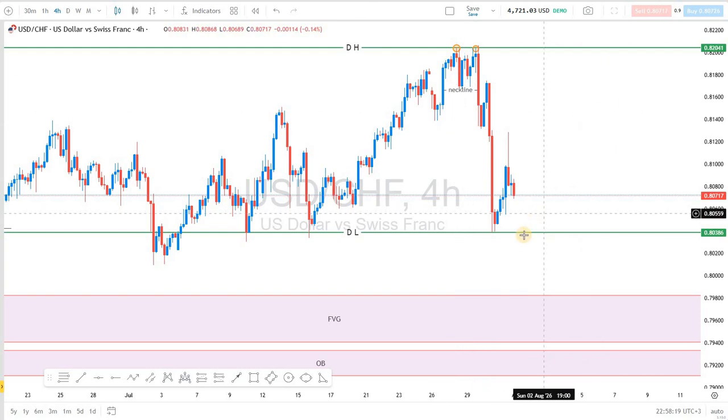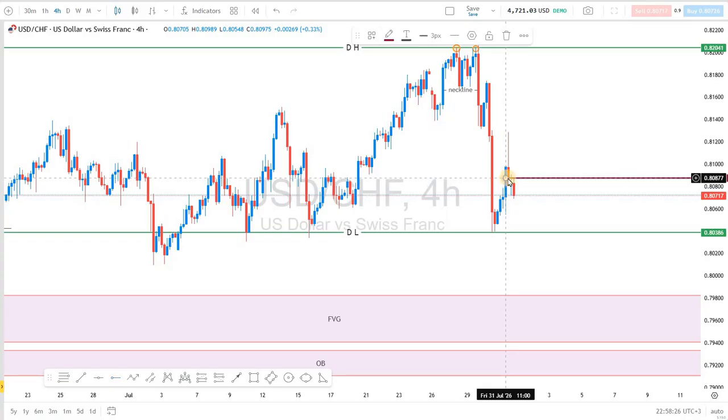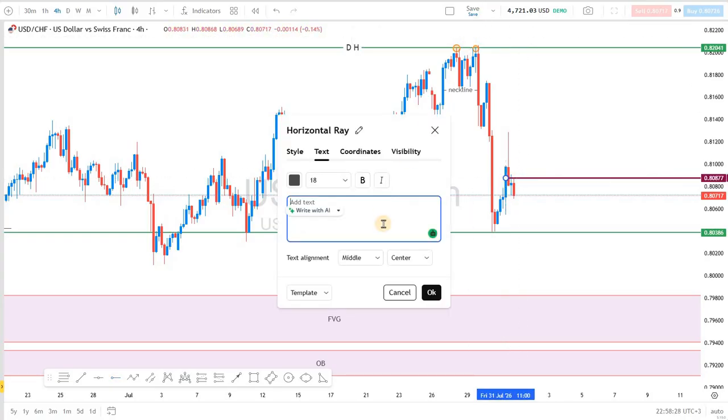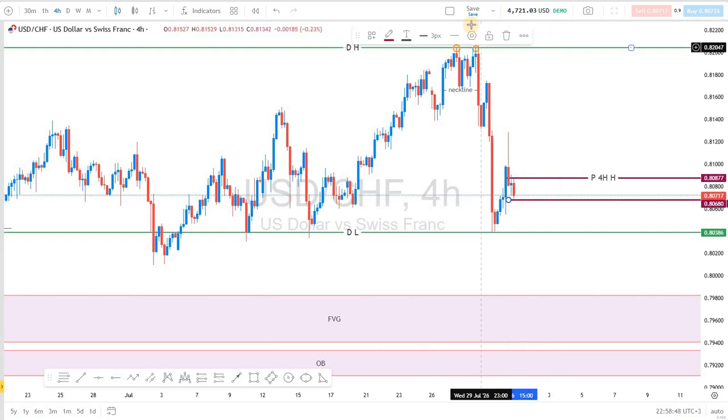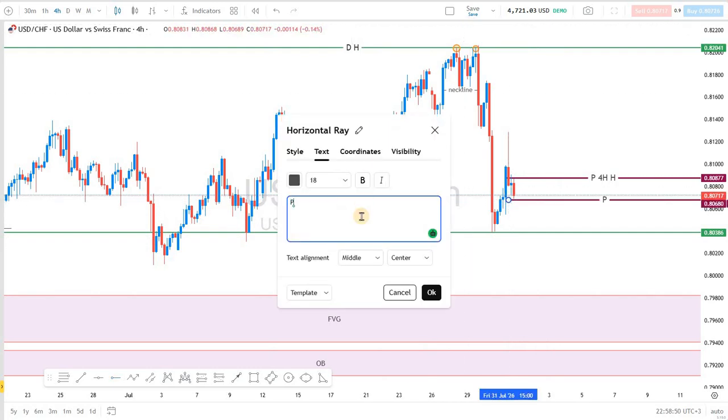Before we go to our time frame to mark that break of structure very well, we have to mark the previous 4 hour candlestick high. This is the previous 4 hour candlestick high, and the previous 4 hour candlestick low. So we have to mark also the previous 4 hour candlestick low.